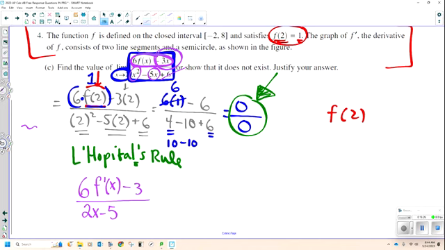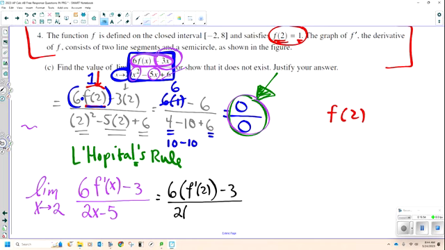Now that I've taken the derivative of the top and the bottom, I again try and plug in 2 for x. If I get 0 over 0 again, then I take the derivative of the top and bottom again and try and plug in 2 again. I just keep on going. So let's start here. 6 times f prime of 2 minus 3 all over 2 times 2 minus 5. The bottom isn't going to be 0. This is 4, 4 minus 5 is negative 1.